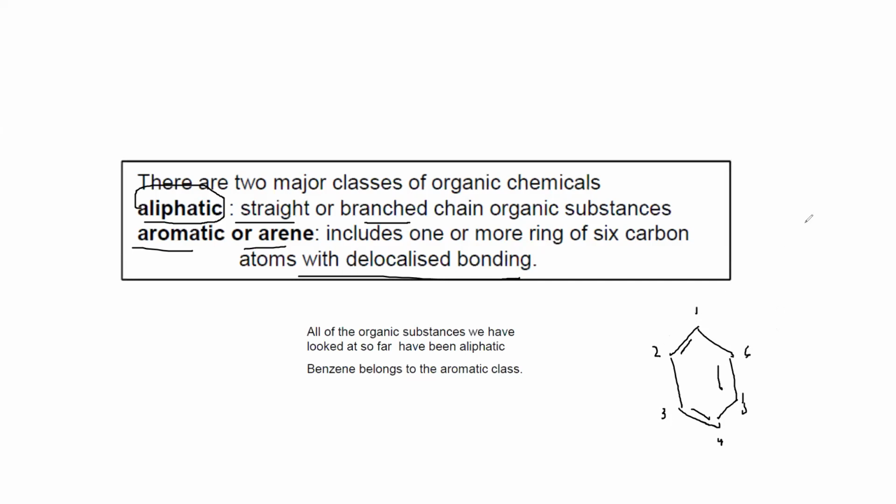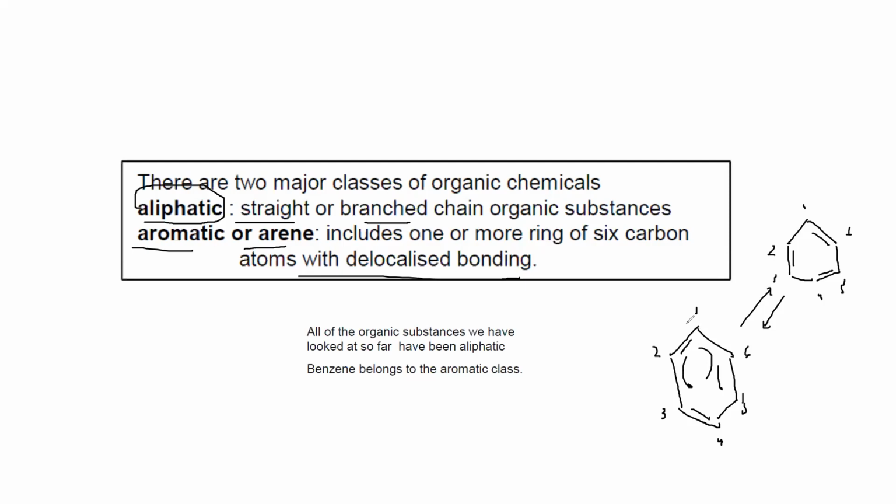And the next moment, the double bond can be between 2 and 3, 4 and 5, 1 and 6. So delocalized means the double bond is continuously changing its position, but it is an alternating double bond, which means one part of the molecule has a double bond, then a single, then a double, then a single.